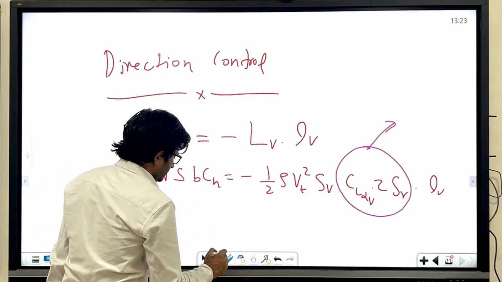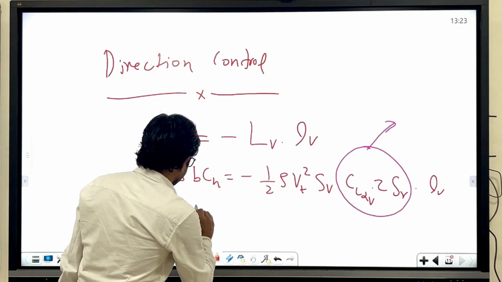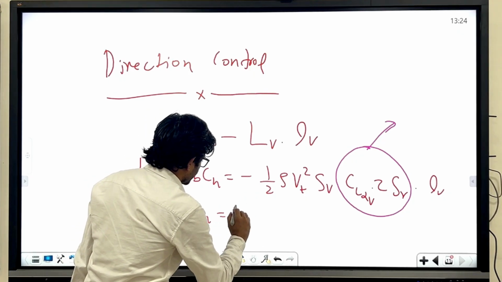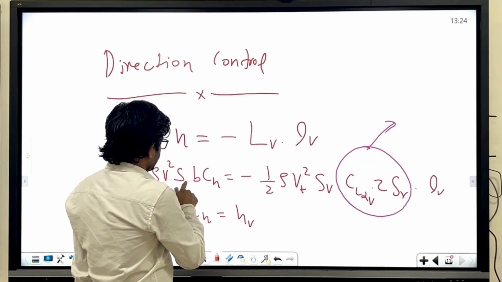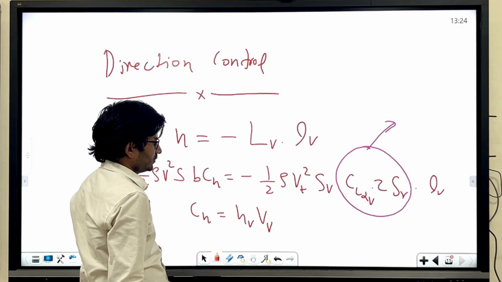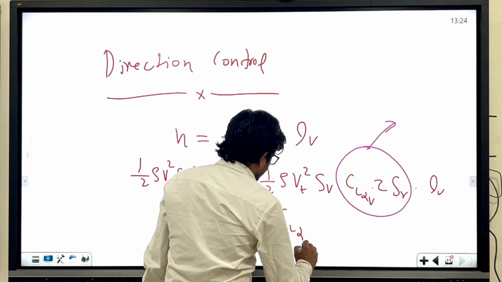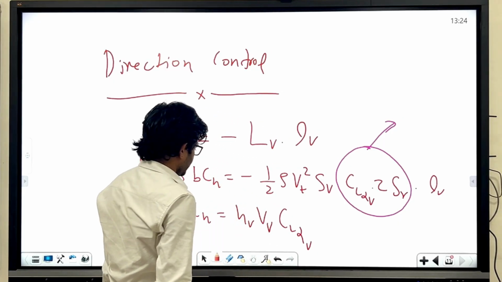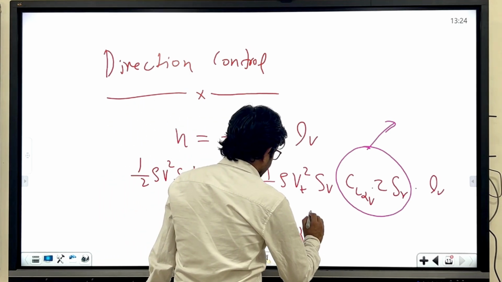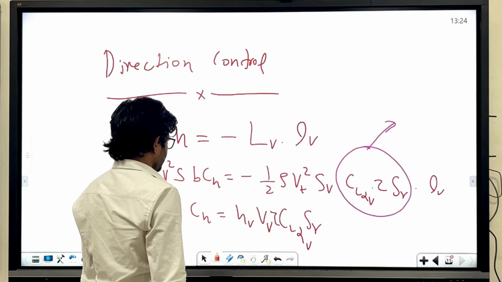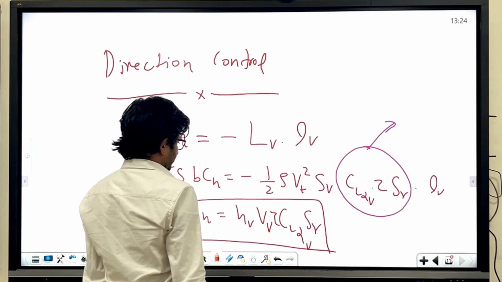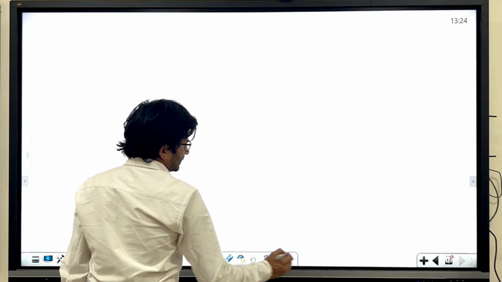Now you can further write Cn as half rho V_t square divided by half rho V square, which is eta V, and S_V l_V divided by S b, which is the vertical tail volume ratio, V_V, times C_L alpha of the vertical tail. Here you will write tau, and this is delta R. Now differentiate with respect to delta R. Please note this down.